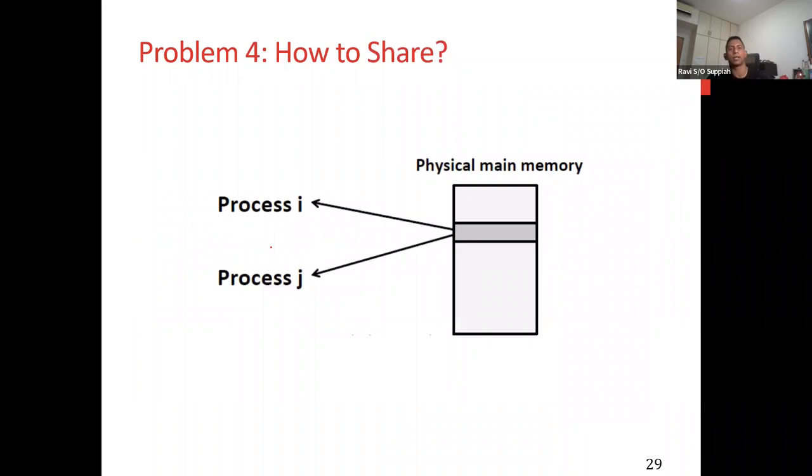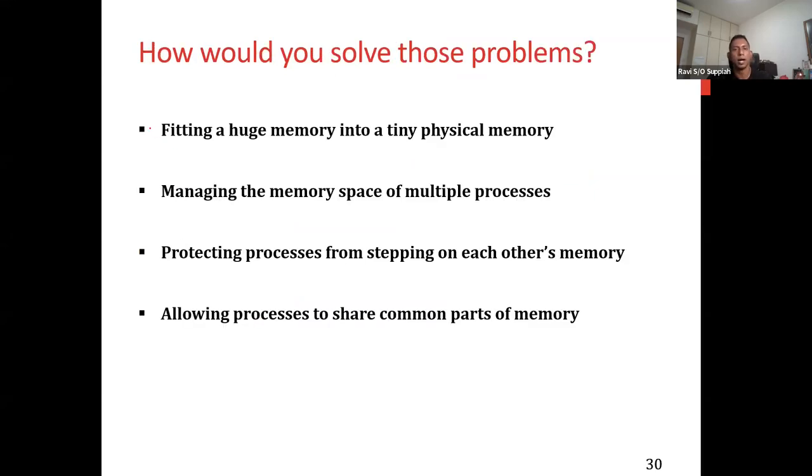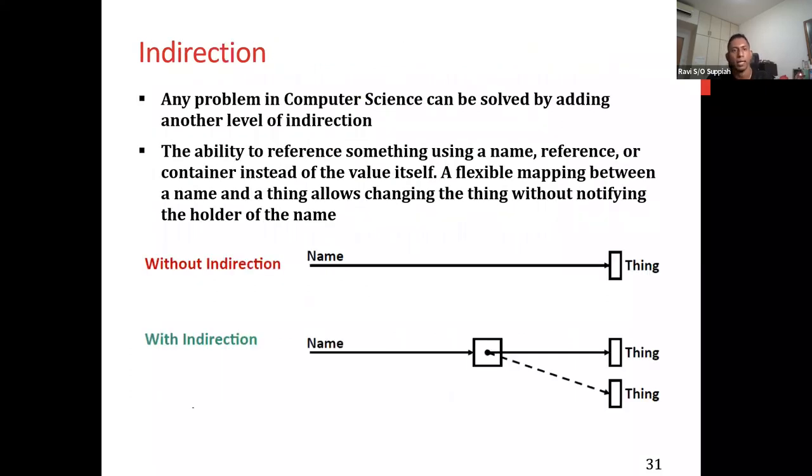And also, how do I share? Maybe I have a common page in the memory that I would like different processes to access concurrently. How can I share this information? These are all things that we need to worry about. The first thing is, how do I fit a huge memory into a tiny physical memory? This huge memory is the virtual memory, but physically I only have a small amount of memory. How can I manage the space required, because I have so many processes running concurrently? How can I ensure that I protect my own personal memory space, and how can I allow sharing of common parts of the memory? So this is basically the idea of what you call indirection.